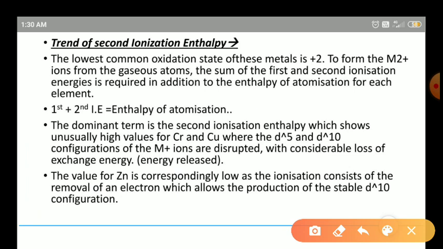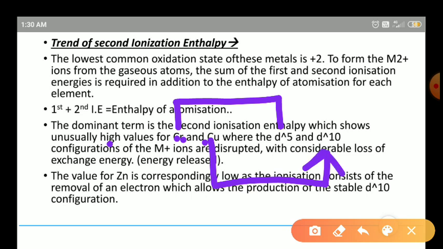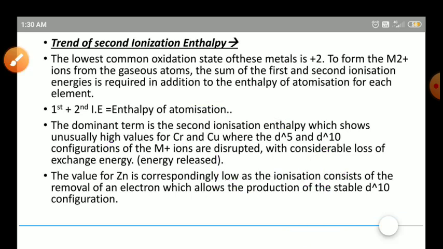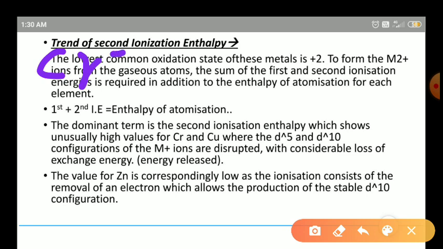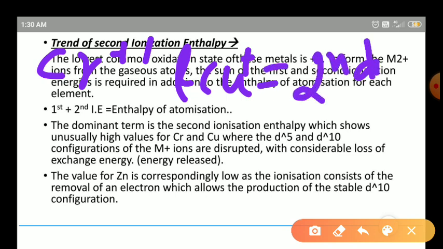So here, the second ionization enthalpy is usually high for chromium and copper. Chromium is already stable with 3d5 and copper is stable with 3d10 electrons. So for chromium +1 and copper +1, the second ionization enthalpy is very high because they are completely stable with half-filled and full-filled electrons. That's why removal of the second electron requires a large amount of energy.